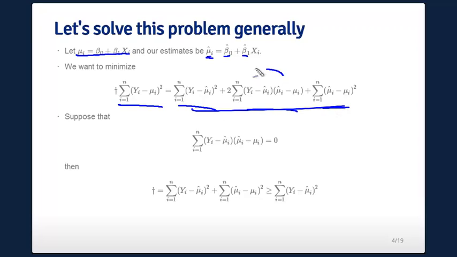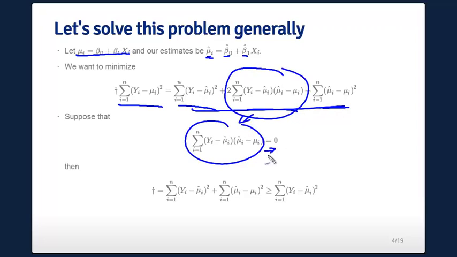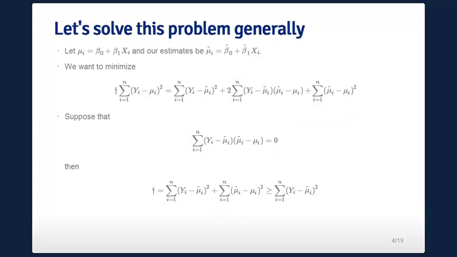And if this term right here is 0, then we wind up with this equation right here. But notice this is the sum of a bunch of squared things. Squared things have to be positive, so if we discard this, we only get bigger. So the end result is we'll find the best mu i. If that condition is met, then the mu i hat that we come up with will be the best one.